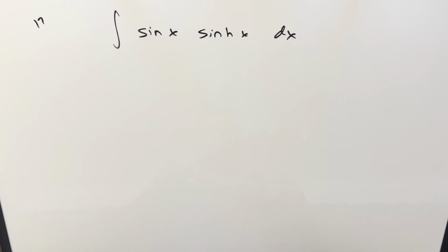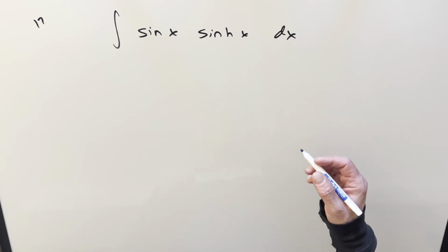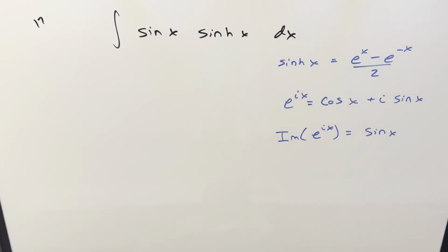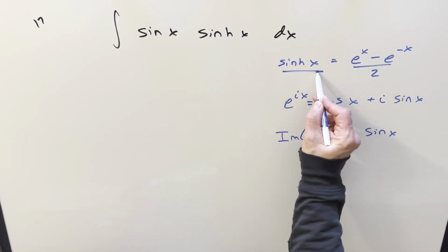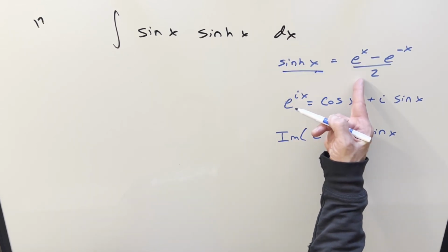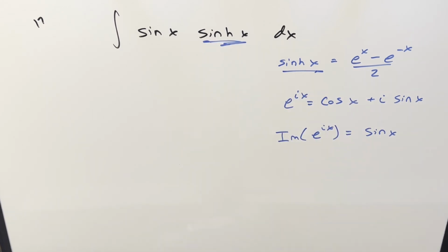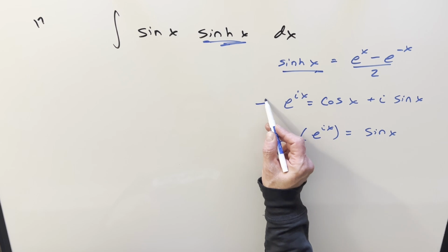So what I wanted to do instead was use the complex method on it, and what we'll need is just a few definitions before we start. Okay, so first, over here to the right, we've got our definition for sinh. We'll just be using this. We'll plug this in here in a little bit. Then next, here we have Euler's formula.